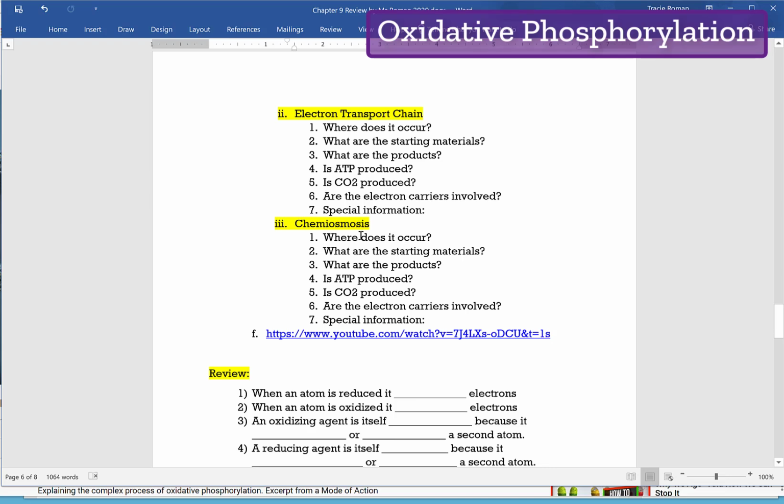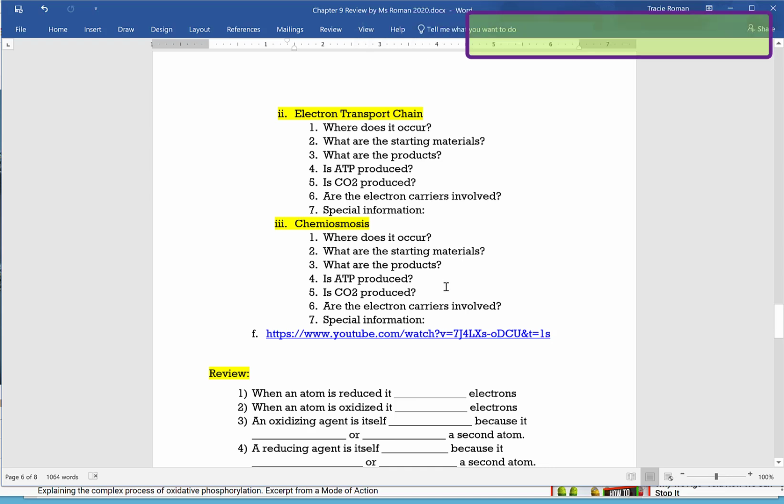Substrate level phosphorylation, that is a way to phosphorylate ADP that took place in glycolysis and the citric acid cycle. And then the second type of ADP phosphorylation is oxidative phosphorylation. And this is where oxidative phosphorylation occurs at the very end of the whole process. So now we're going to watch that original animation again.